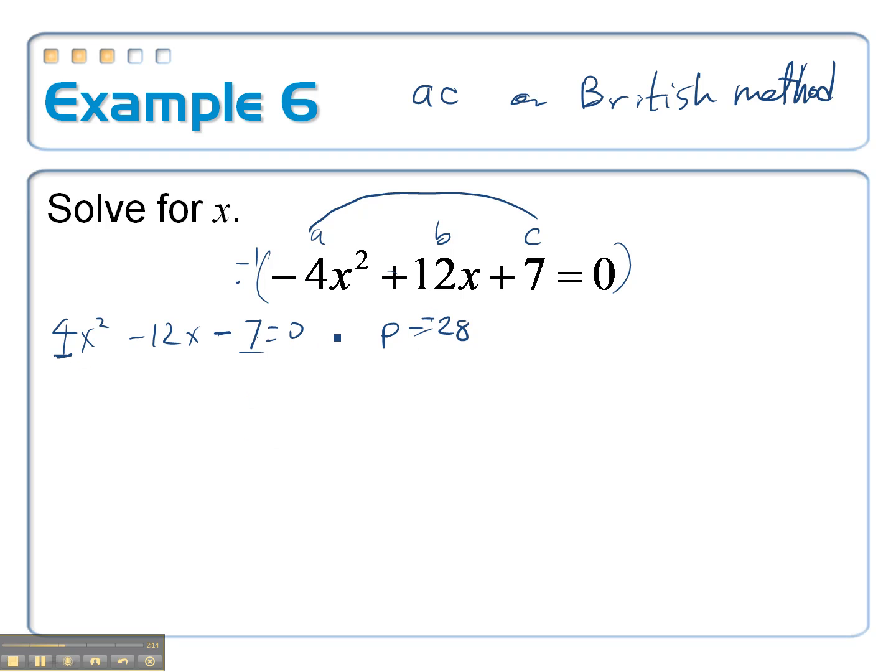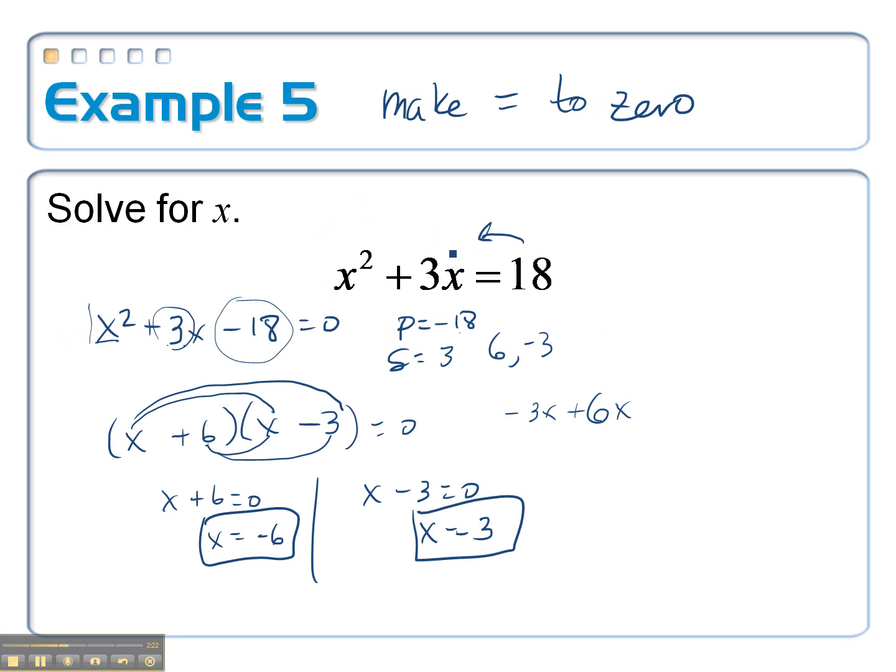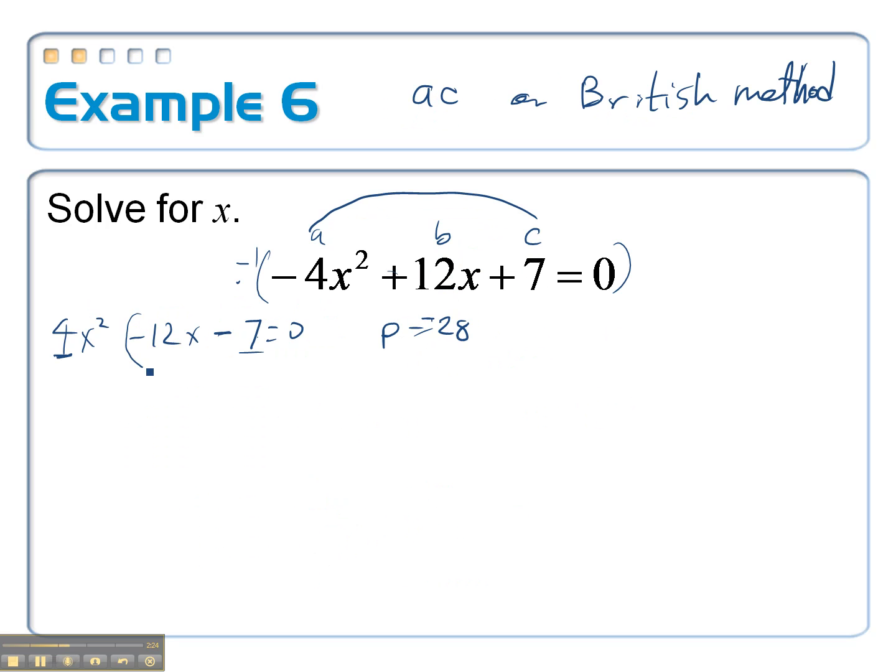Okay, so regardless if you're using the AC method, if the leading coefficient is not a 1 or if it is a 1, doesn't matter. The middle term always gives you what your factors have to add up to. So my sum is negative 12. What times what gives me negative 28 and adds up to negative 12? That is negative 14 and 2.